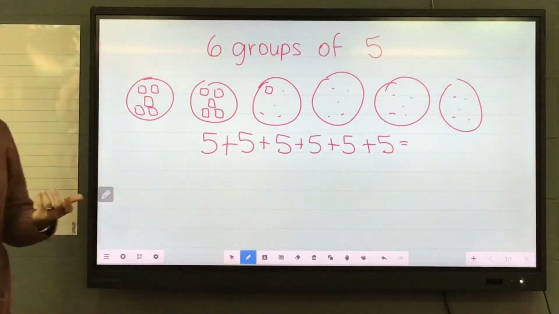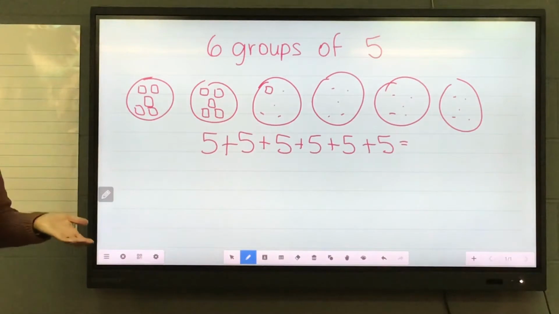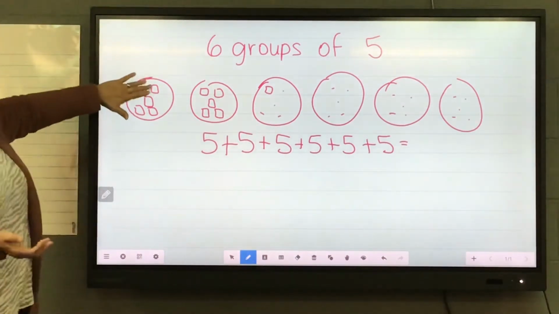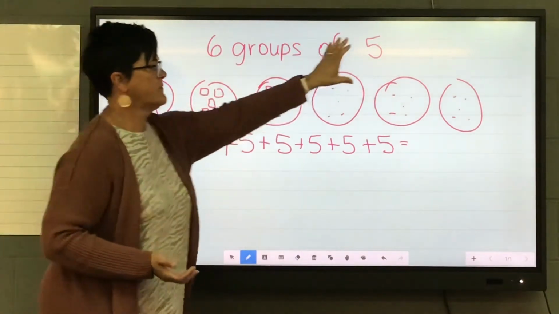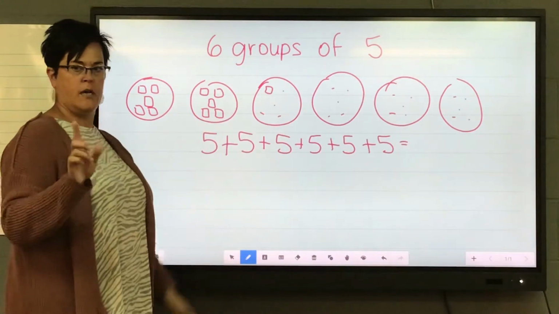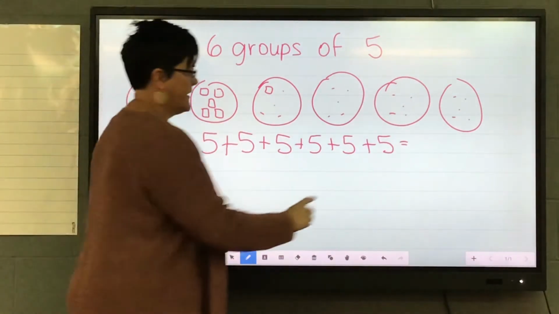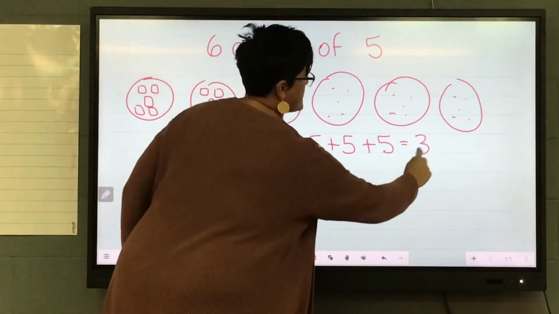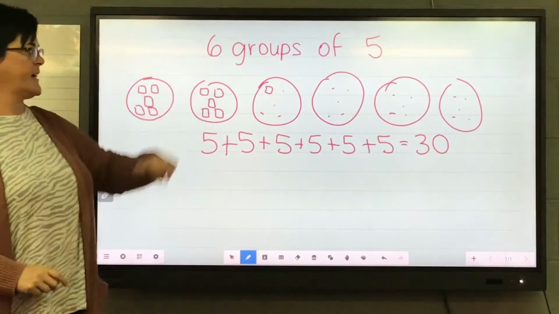What can I skip count by to find my answer? Everybody? 5. Let's do that. 5, 10, 15, 20, 25, 30. Oh, hold on. You gotta stop with the number of groups that you have, right? We had 6 groups. We counted by 5s 6 times.